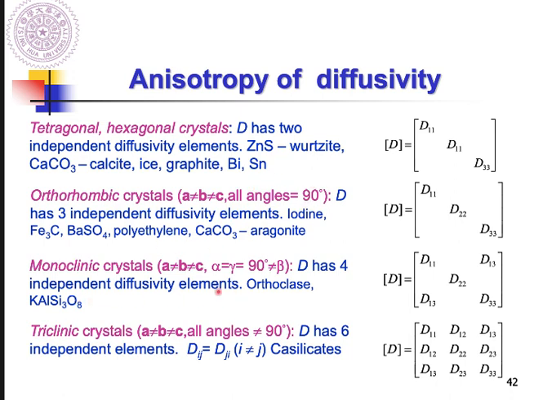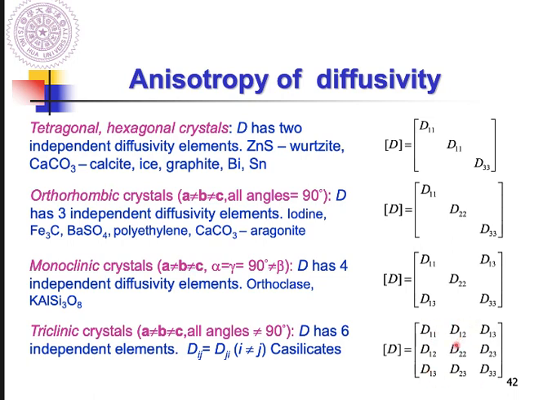And monoclinic is A not equal to B not equal to C, but alpha and gamma equal 90 and not equal to beta. So we have D11, D22, and D33, and we have two angles of 90. So we get D12 equals 0 and D21 equals 0, but D13 not equal to 0, so we have a value here. But if it is a triclinic crystal, A not equal to B not equal to C, and all angles not equal to 90 degrees, so you get a full 3 times 3 diffusivity tensor.